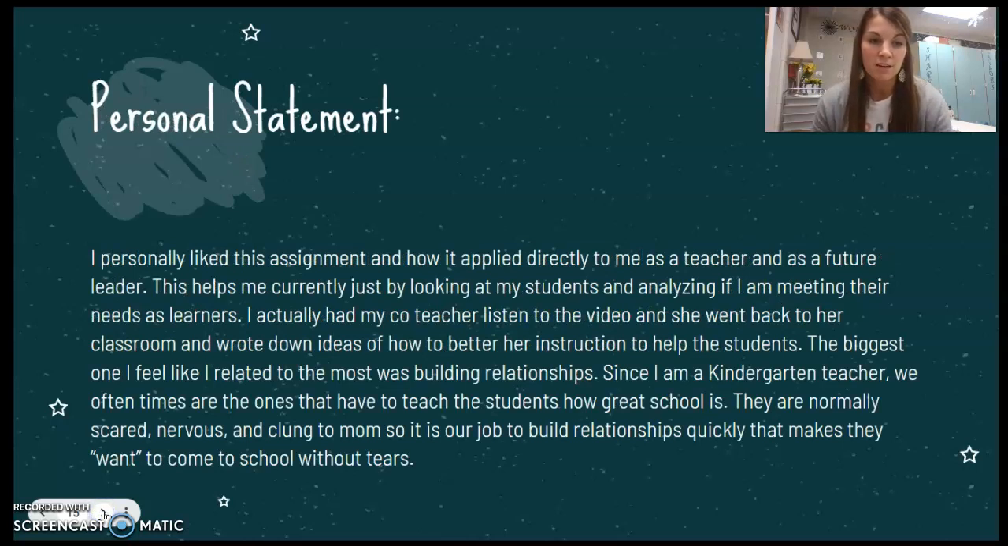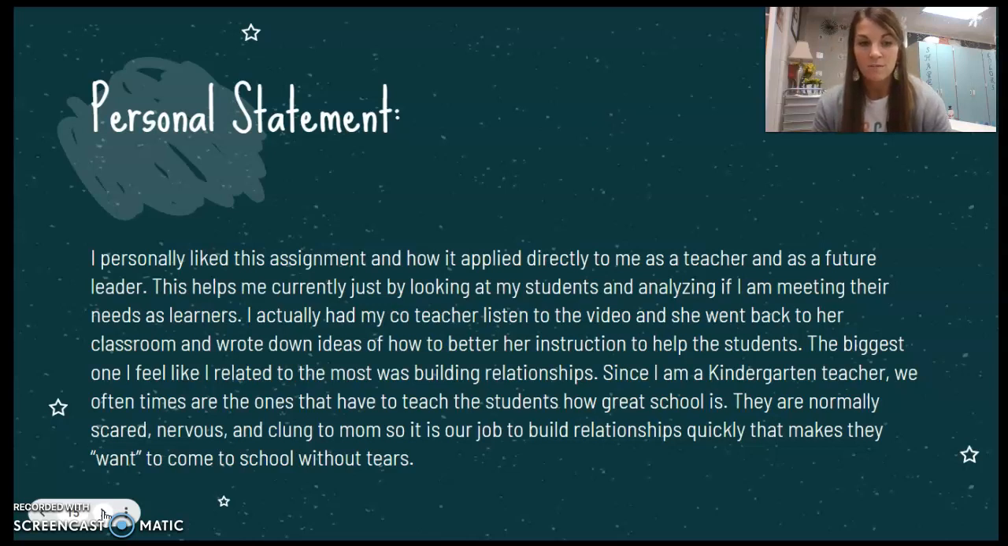And then a personal statement. I personally like this assignment and how it applied directly to me as a teacher and as a future leader. This helps me currently just by looking at my students and analyzing if I am meeting their needs as learners. I actually had a co-teacher listen to the video, and she went back to her classroom and wrote down ideas of how to better her instruction to help her current students.